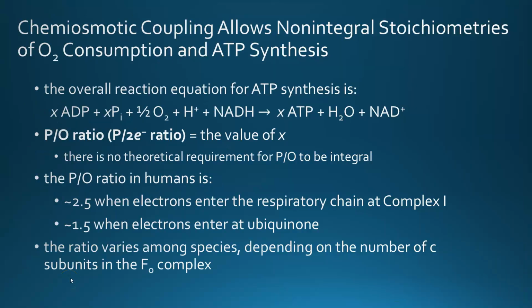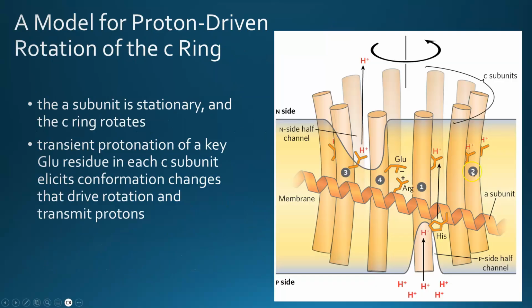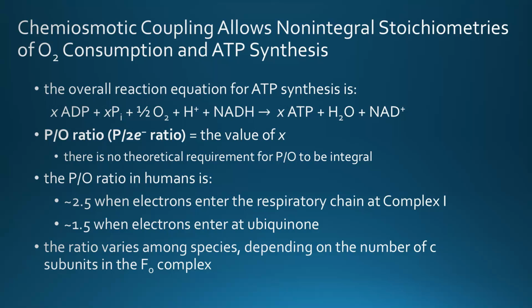The result of all this is that the number of protons that are required depends on the number of subunits in the C ring. And since the number of subunits in the C ring varies from species to species, that means the number of ATP that can be generated per NADH or per oxygen atom is different. Therefore, the P to O ratio, let's call that X, in humans is about 2.5 for NADH, 1.5 for FADH2, but it varies depending on the number of C units in the complex.